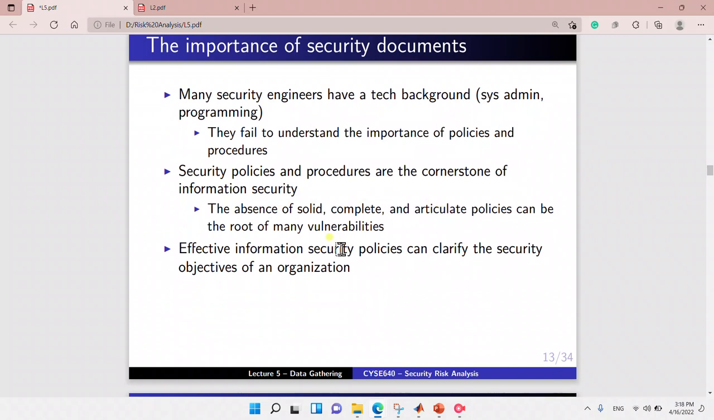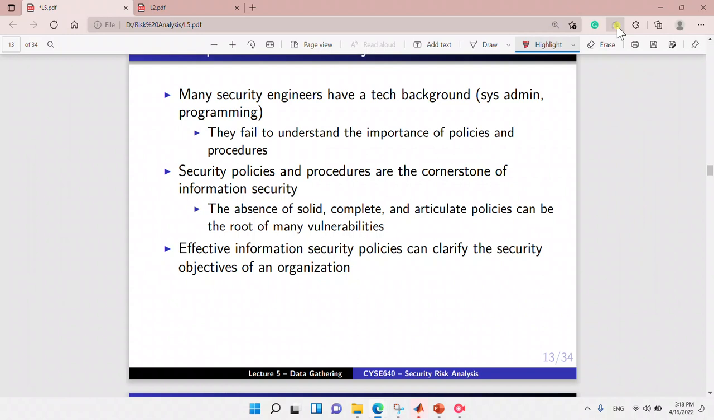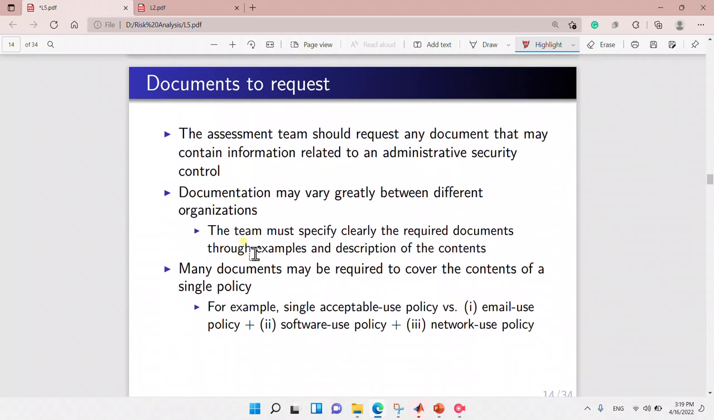The absence of solid, complete and articulate policies can be the root of many vulnerabilities. Effective information security policies can clarify the security objectives of an organization. Okay, this is the importance of the documents: the policies and procedures, and the information. Effective information security policies give us an understanding of the importance of policies.